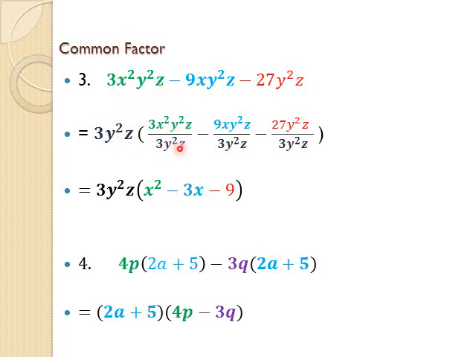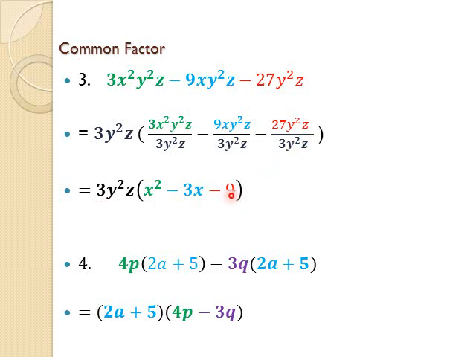So that divided by 3y squared z: 3 divided by 3, 1. x squared stays x squared, and y squared cancels, z and z cancels. Minus 9xy squared over z divided by the common factor. 9 divided by 3 gives me 3. x stays x, y squared and y squared cancel, and z cancels. The negative stays. 27 divided by 3, 9. y squared and y squared cancel, z and z cancel, so I'm left with 9.